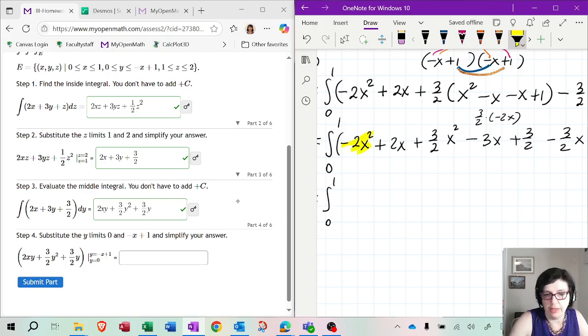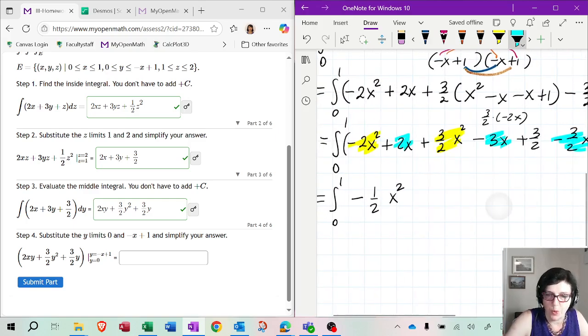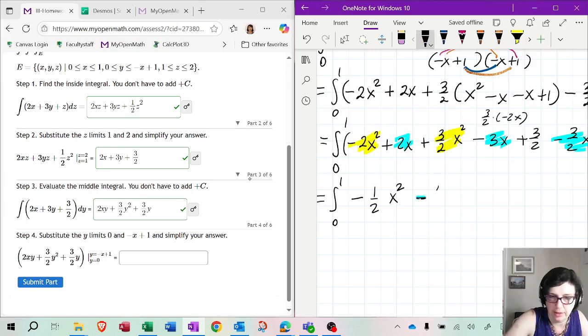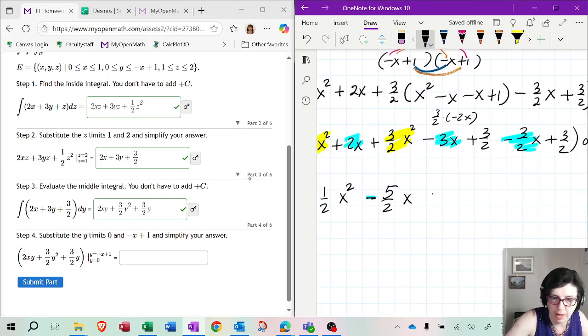Okay, so we got negative 2x squared plus 3/2 x squared. Believe it or not, we're still simplifying. So negative 2 plus 3/2 is negative 1/2. Then I have also positive 2x minus 3x minus 3/2 x. Negative x, so negative 1 minus 3/2. That's negative 5/2, I think. You can, of course, use a calculator. 3/2 plus 3/2 is 6/2 or 3.